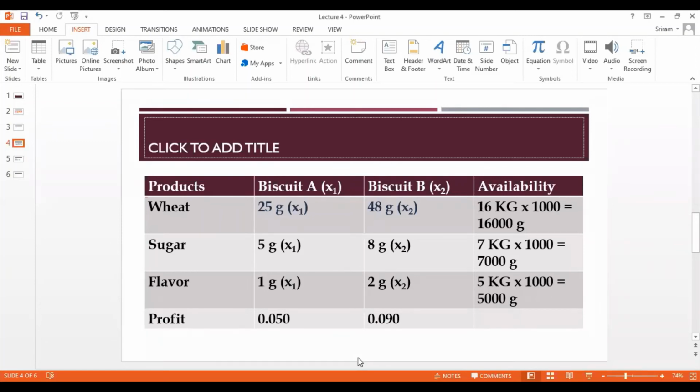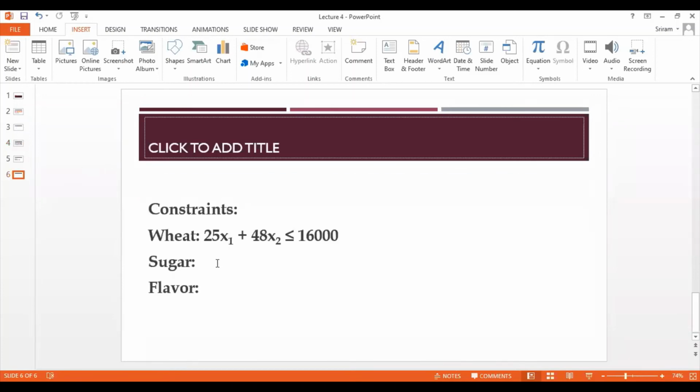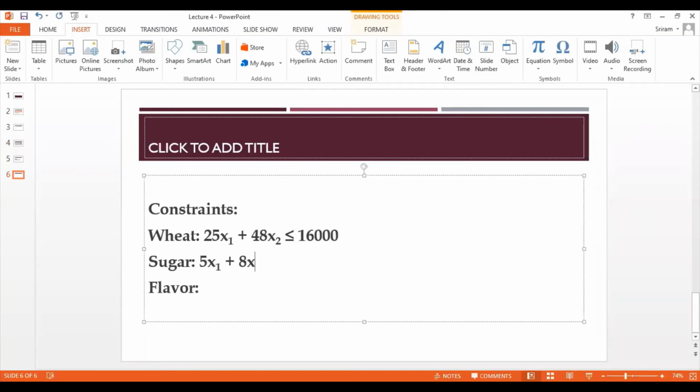So what will be the next one? 5x1 + 8x2 is less than or equal to 7,000. Again, I am going to use the symbol less than or equal to. What is the availability? 7,000. And finally, I am going to check for the last one.